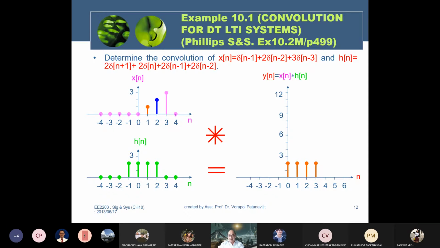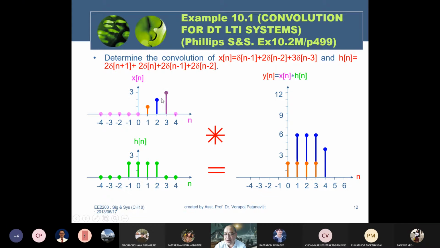The blue signal, the magnitude of blue is 2, right? 2 multiplied by 2 gives you 4, 4, 4, 4. The result from this multiplication gives you 4 impulses, each impulse with 4 in magnitude. What about the location of the result? The location is the same as h[n], but shifted to the right by 2 positions. Therefore, the first will be located at 1: 4, 4, 4, and 4.